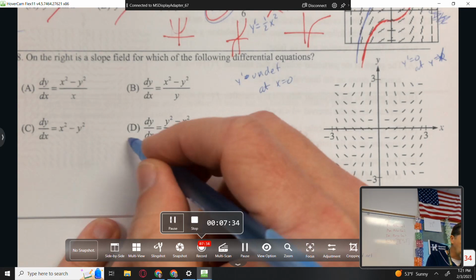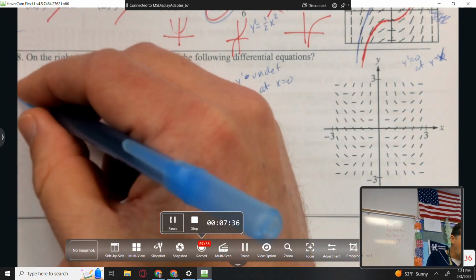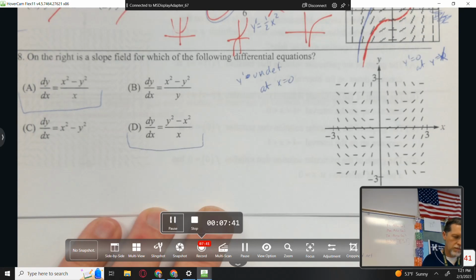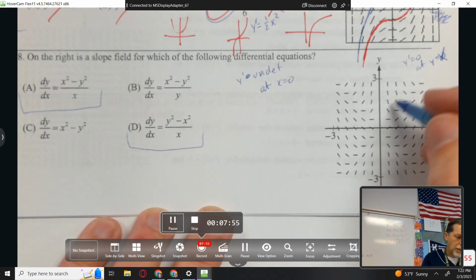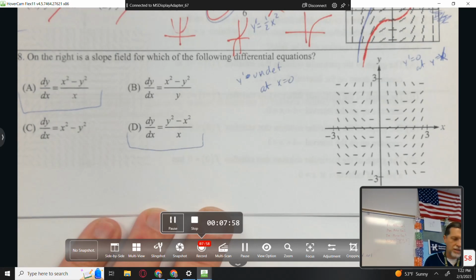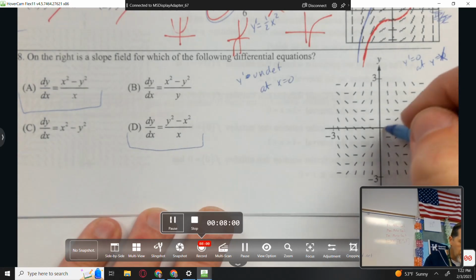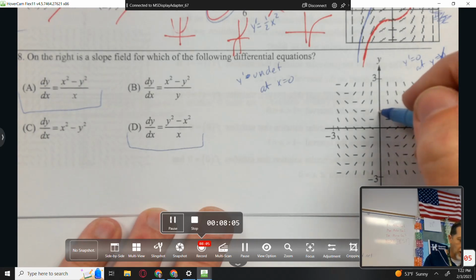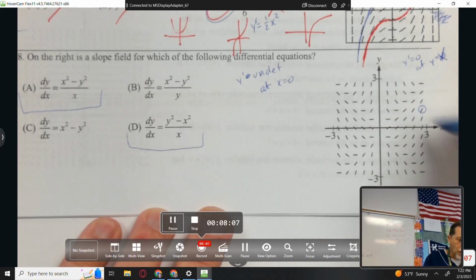So that makes me think A or D. Yeah, because if I divide by 0, that makes it undefined. So I think I'm down to A or D. Y squared minus x squared versus x squared minus y squared. Maybe it's just time to pick a point and see what happens. We already said something about y equals x, so 1, 1 is probably not going to help me any. 2, 3? I'm going to go 3, 1.